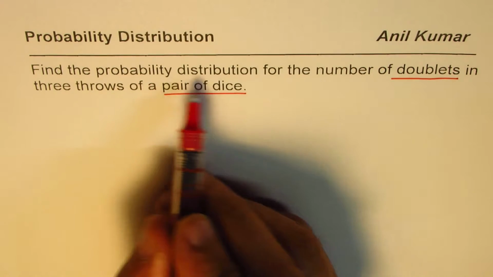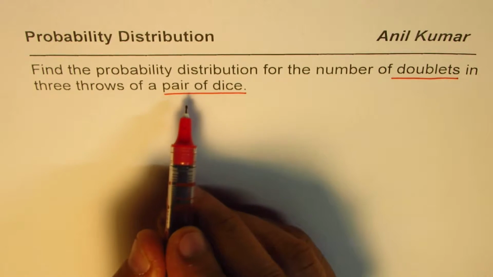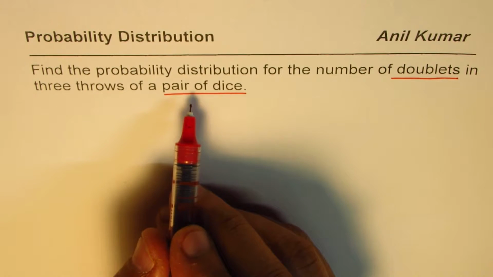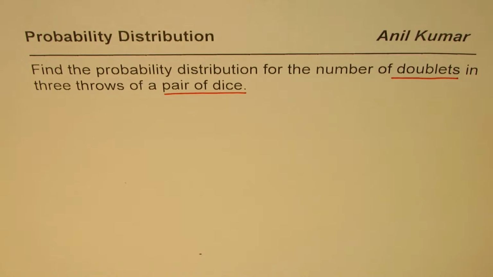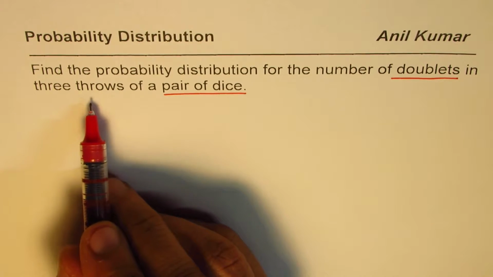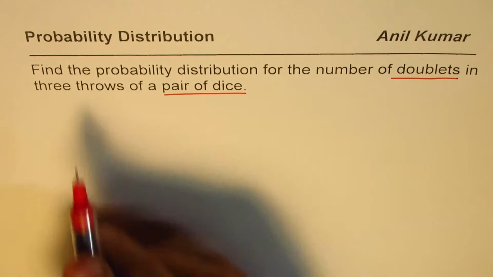Now we are looking into probability distribution, and we'll try to make this a binomial distribution, right? The criteria here is to look into random variables which can have output as success or failure. Then it becomes very easy to solve. But let us first understand what doublets are when we throw a pair of dice, and that too 3 times.